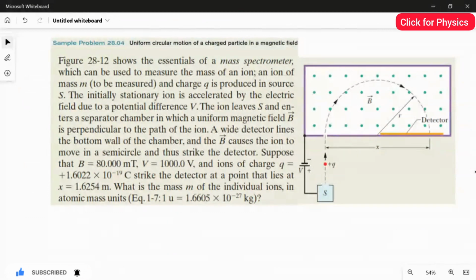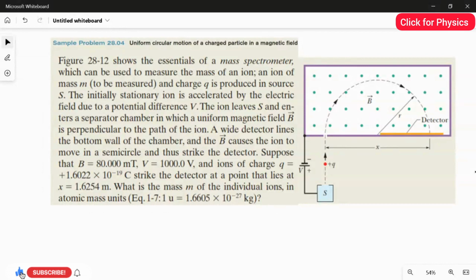When these ions enter this magnetic field region, you can see this is a separate chamber, and all these green colored dots are the magnetic field. And what they clearly mention, the magnetic field is exactly perpendicular to the path of the ion. That means the speed as well as the magnetic field are perpendicular. That means the angle between the speed and the magnetic field is exactly 90 degrees.